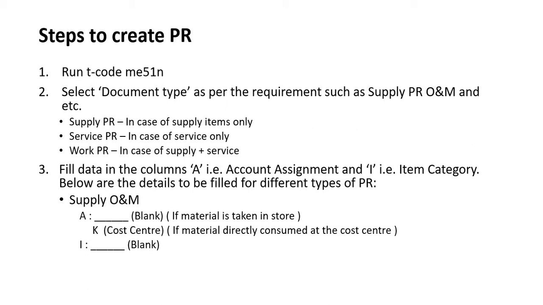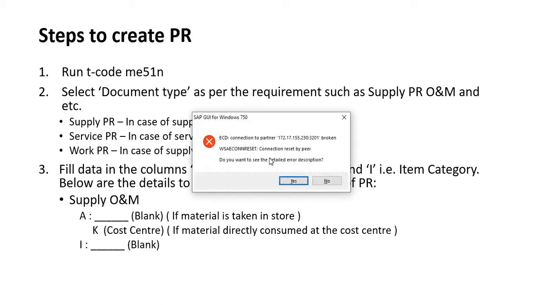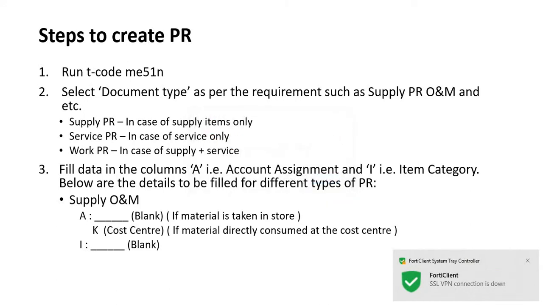Correspondingly, there are two types of budget expenditure. One is O&M expenditure and the other one is capital. So if we want to create a supply PR in O&M, then the document type used will be supply PR O&M. If it is a case of capital expenditure, then it will be supply PR capital.